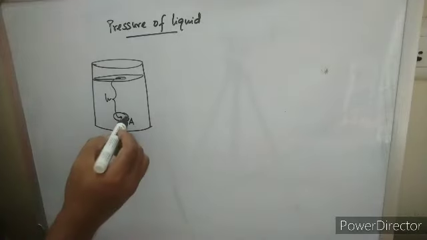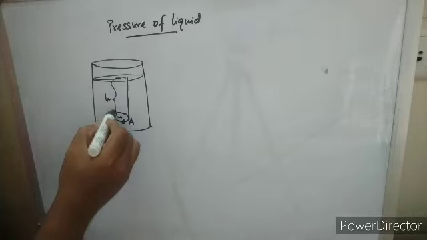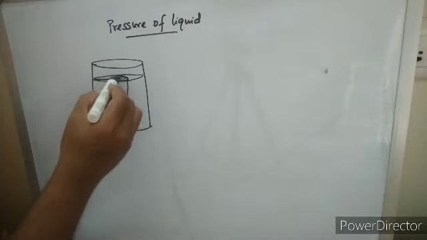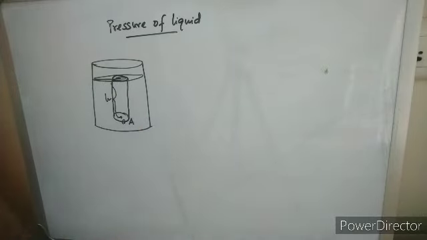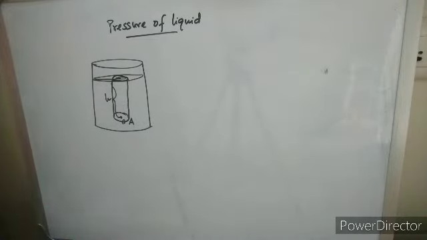Now we imagine one cylinder. So the height of that cylinder is h and the cross-sectional area is A. Now what is the mass of that water cylinder?